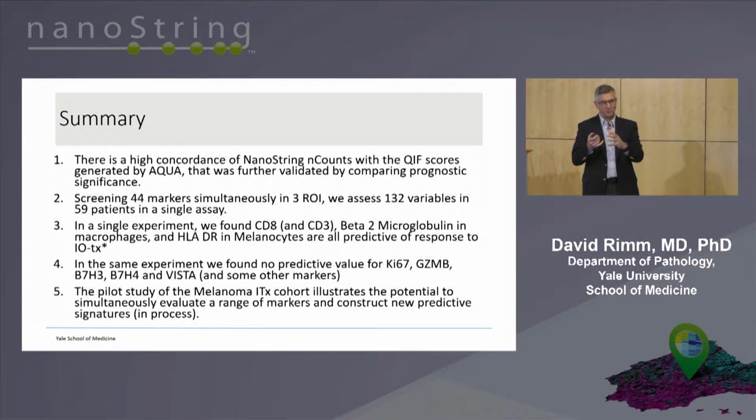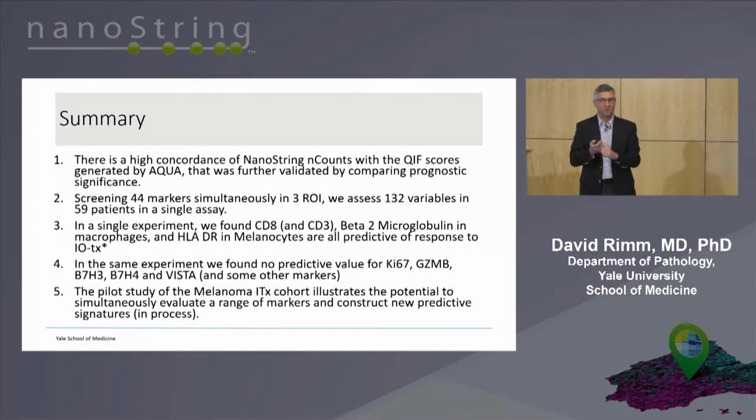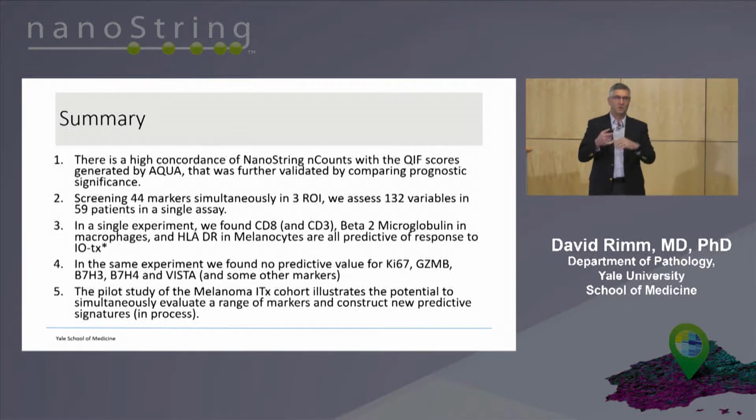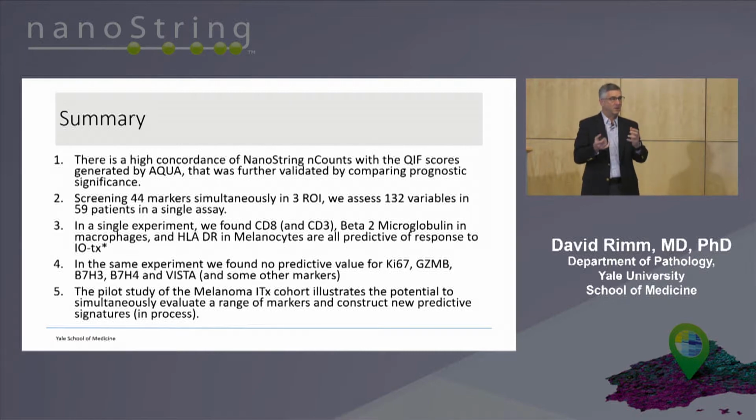So I kind of want to illustrate the discovery potential, because this whole thing came to us as a discovery based on the observations that were first observed on the DSP. So in summary, there was kind of high concordance between DSP, both comparing it to quantitative fluorescence, comparing it to outcome, and comparing it to itself performed on different months.